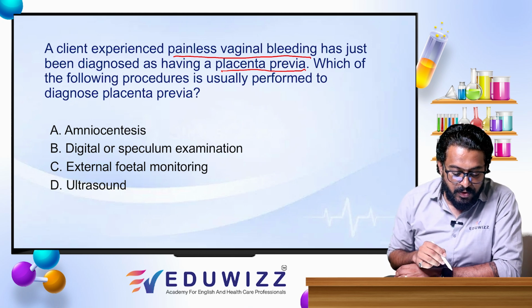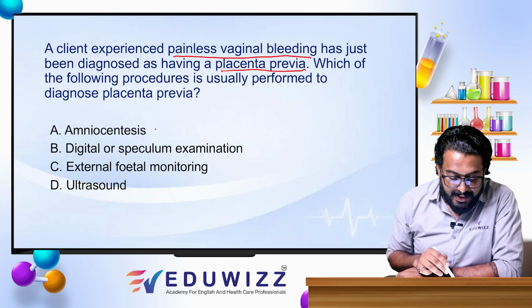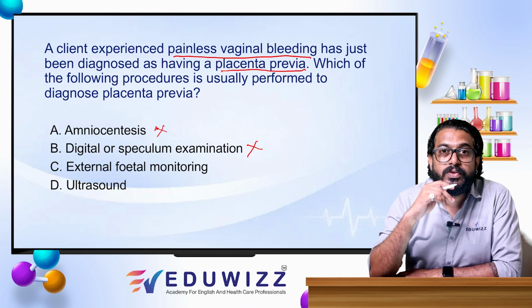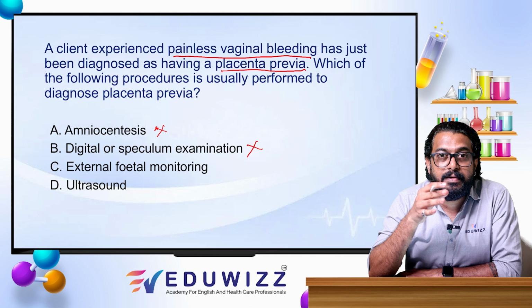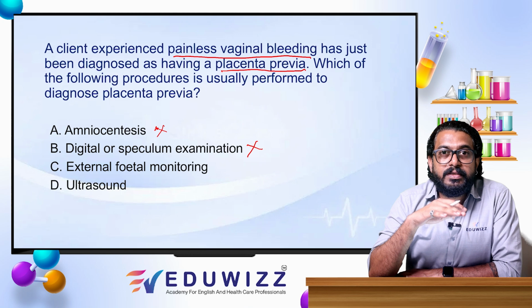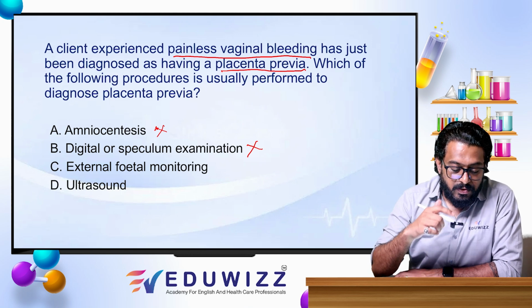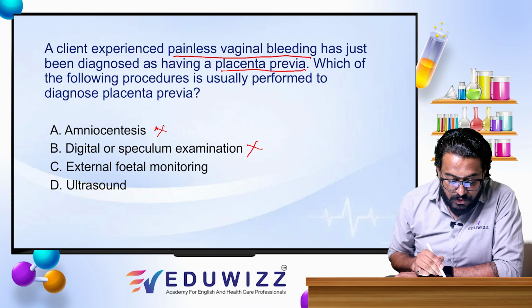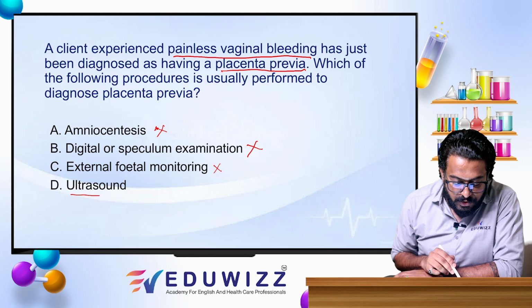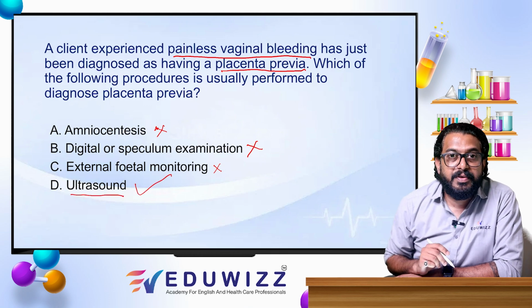Now coming to the options, amniocentesis. Okay, we cannot do amniocentesis because examination through vagina is contraindicated. Digital or speculum examination is contraindicated, and external fetal monitoring does not diagnose placenta previa, though it is used to detect fetal distress or fetal functioning or placental insufficiency, but it does not directly diagnose the condition. So external fetal monitoring is also a wrong answer. So the non-invasive procedure, which is ultrasound, is used to diagnose placenta previa.